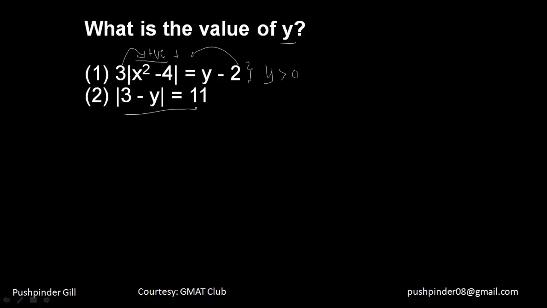Now from here, understand that if modulus of 3 minus y is equal to 11, there are two values of 3 minus y that can come. 3 minus y can be equal to 11, and 3 minus y can be equal to negative 11. So y here can be equal to negative 8, or y here can be equal to 14. So I have two values of y. That means statement 2 is also not sufficient.